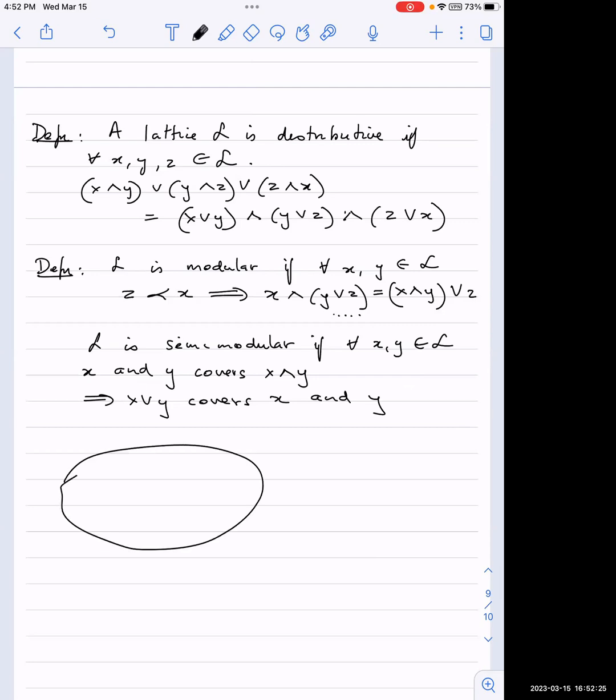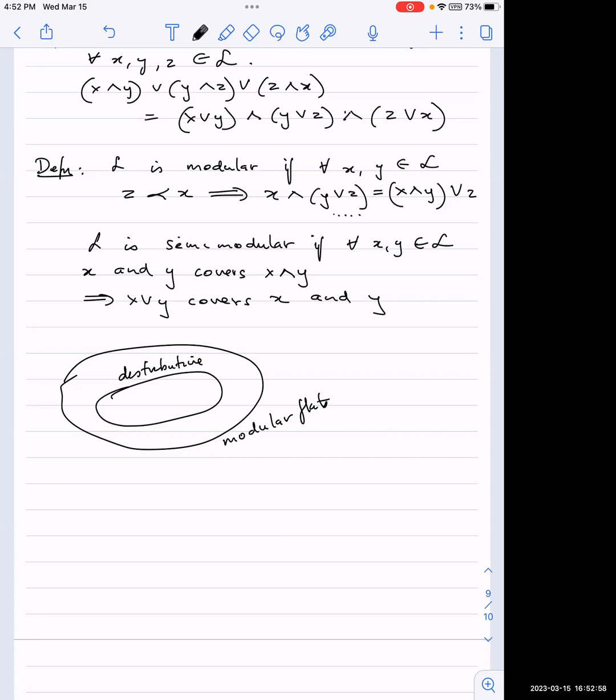And basically you have modular flats. Distributive lattices are inside; there are no great containment relations between all of these things, but distributive lattices are a subset of modular flats, and semi-modular is outside that, that's matroids, and anti-matroids are some kind of distributive lattice. And then you have these beautiful propositions that have the same flavor as graph theory, actually, but just take a look at it.